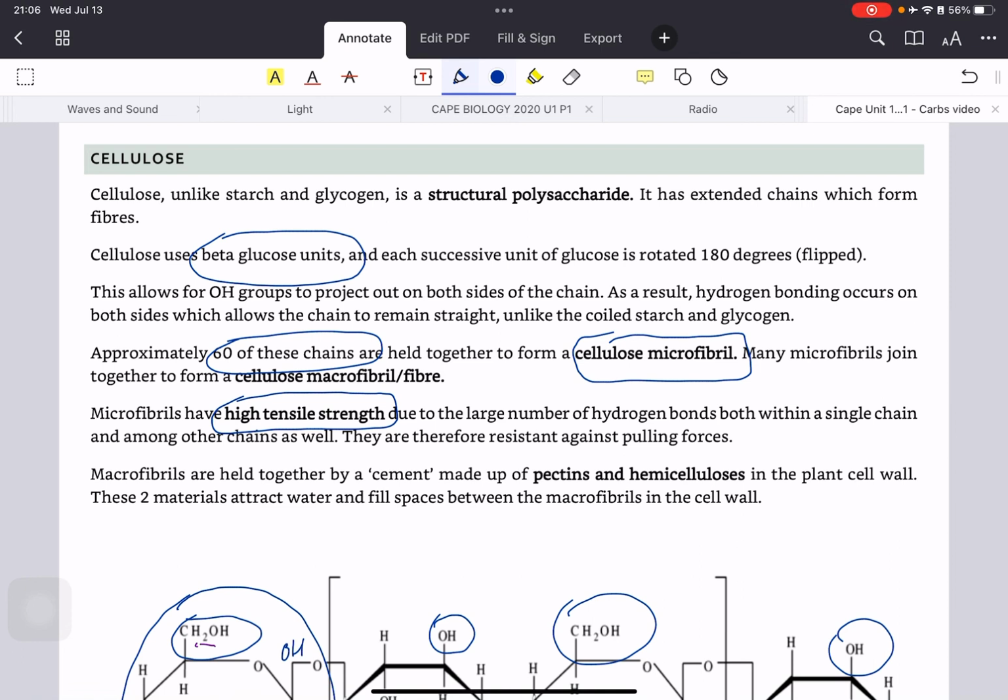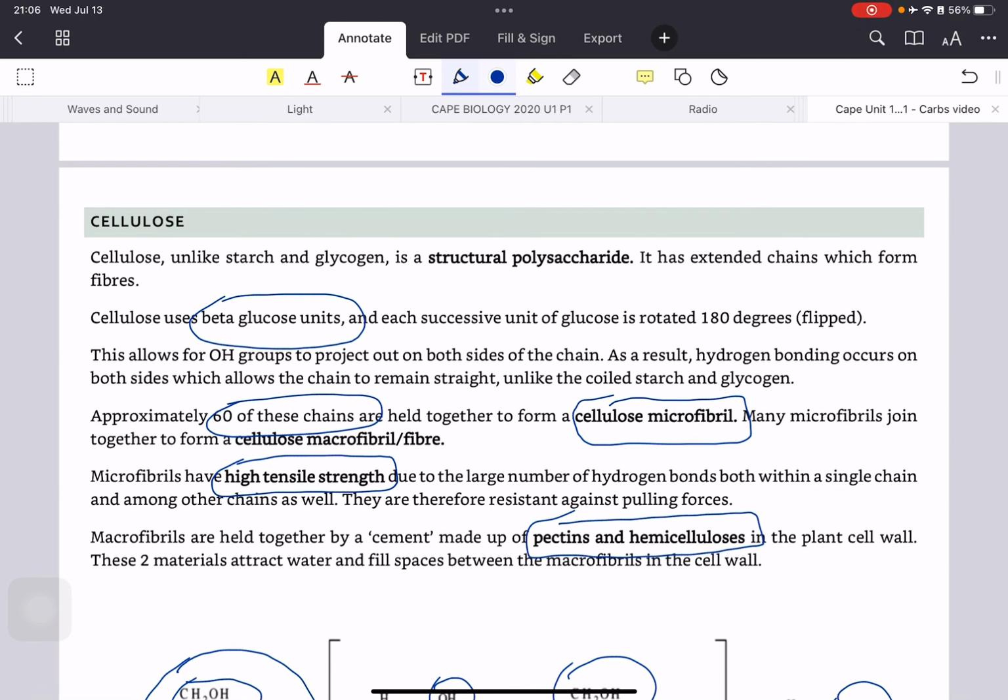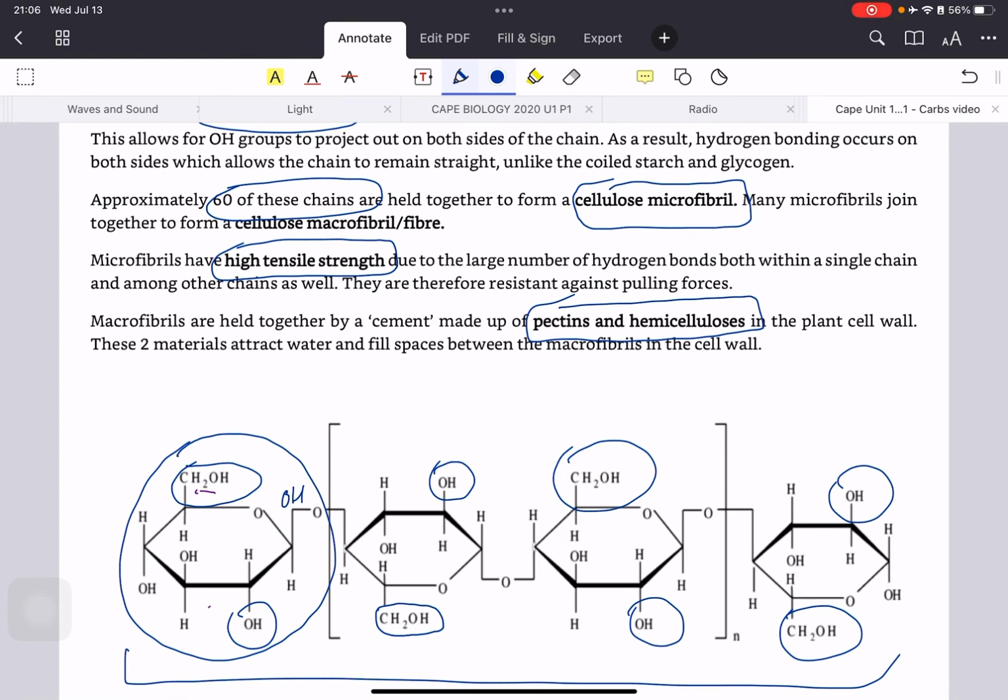Now, macrofibrils are actually made even stronger by being held together by something called pectins and hemicelluloses. These act like a cement between the bricks. If you think of the macrofibrils as bricks, the pectins and the hemicelluloses help keep the fiber strong. So that is how cellulose actually carries out its function as a structural polysaccharide. Because of the OH groups on both sides, hydrogen bonding occurs on both sides. That's the main point here.